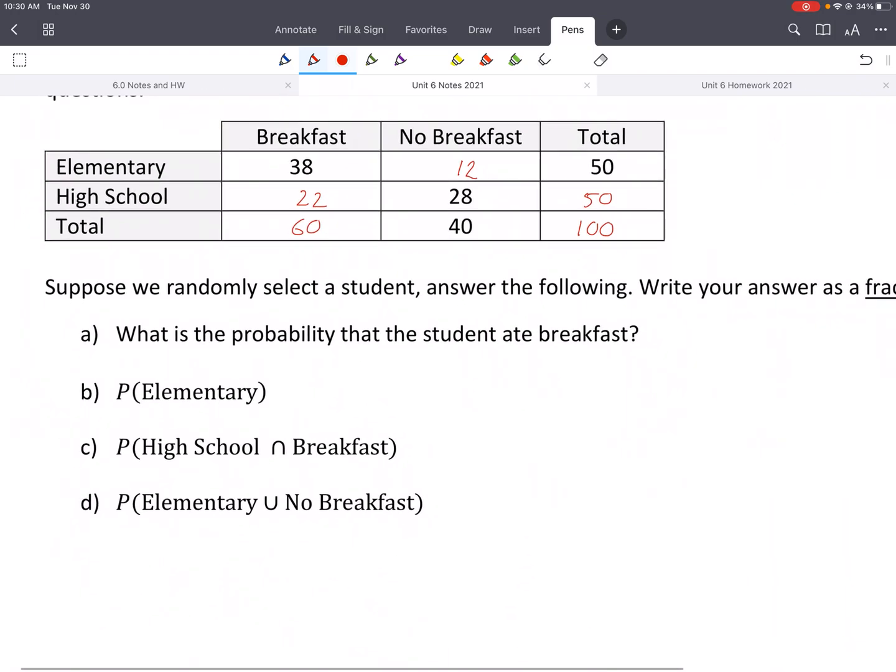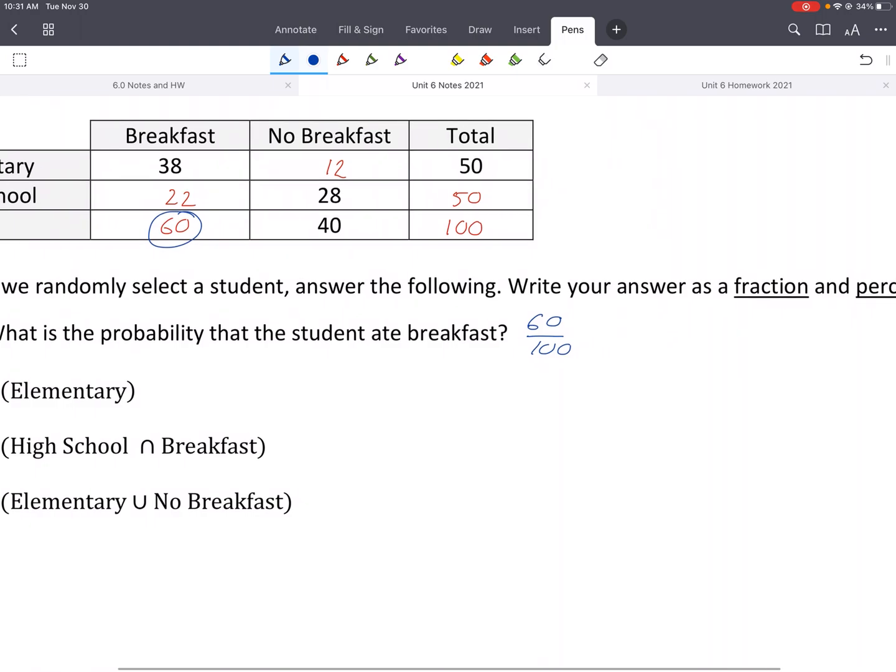Now let's answer the probabilities. I'd love it if you would pause and give this a try. What's the probability that the student ate breakfast? The total of people that ate breakfast is 60, so 60 out of 100. They also want us to write it as a percentage. This one's really nice because if you do it as a decimal, you'd get 0.6, and then we'd move the decimal over and get 60%.